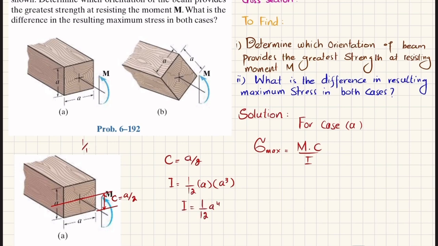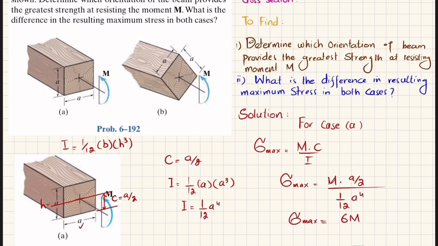The moment of inertia formula for a square section is 1 over 12 B multiplied by H cube. So B here is A and H is also equal to A. So this is the moment of inertia. Put all these values in the formula. So maximum bending stress for case A is equal to moment, C is equal to A divided by 2, and I is 1 over 12 A power 4. When you calculate it, you will get maximum bending stress equal to 6M divided by A power 3. So this is the maximum bending stress for case A.